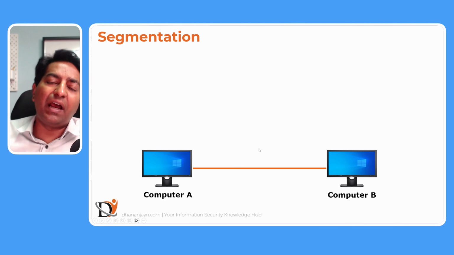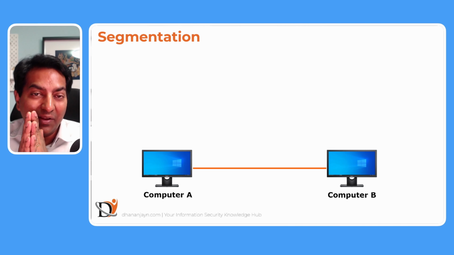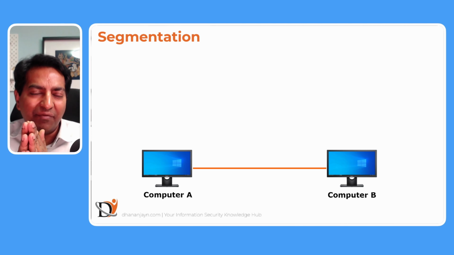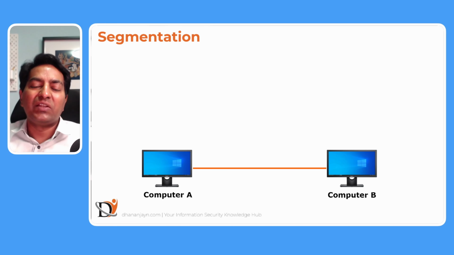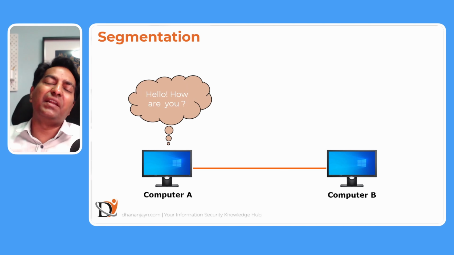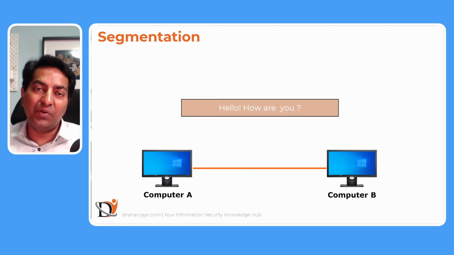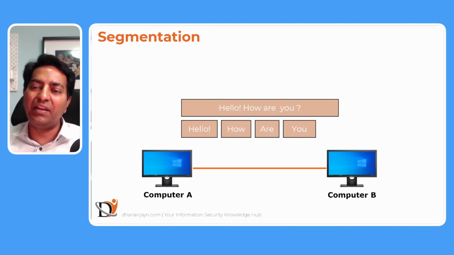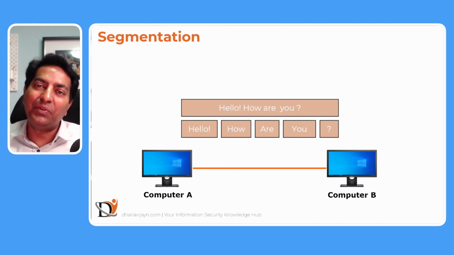Now consider I have two hosts. We come to the critical part of the transport layer, and I have created a beautiful animation that will help you understand how segmentation happens at this layer. So, segmentation. Consider you send a message, hello, how are you? What happens at the transport layer is that this message is divided into small segments, and these segments are sent to the destination.